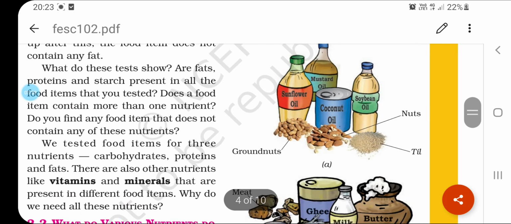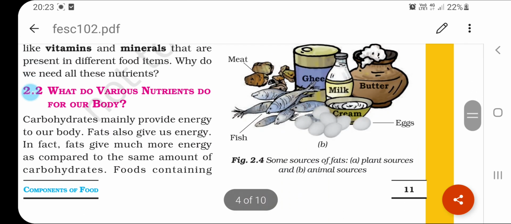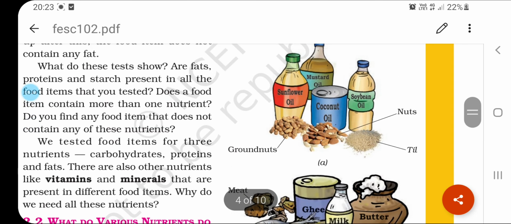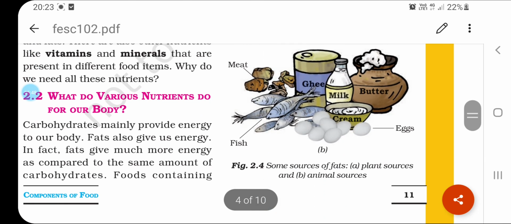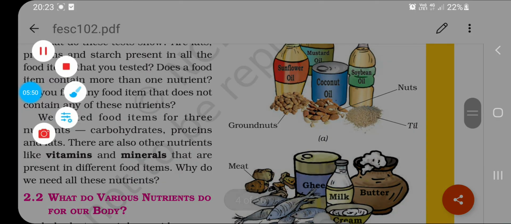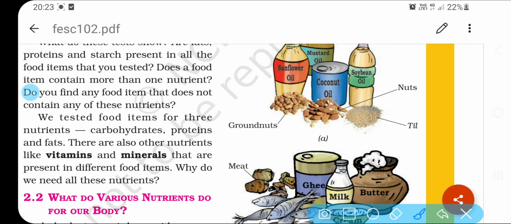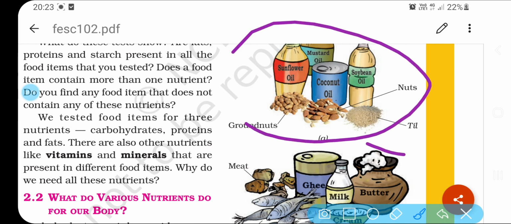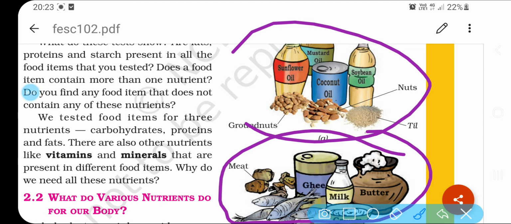Now some sources of fat, a plant source and an animal source. In chapter 1 I have already told you that there are two sources of food, animals and plants. So this is from plants and this is from animals.